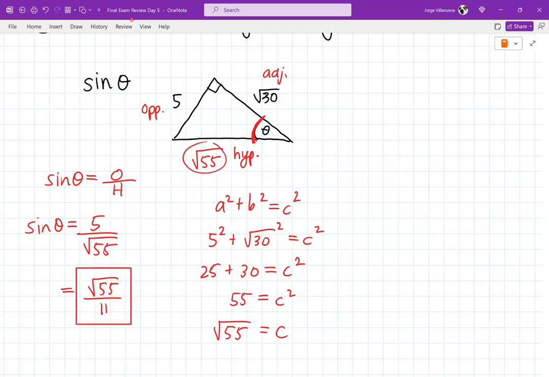Okay, again, you can just type in 5 divided by square root of 55. It will fix it for you. If it gives you a decimal, you let me know, because that means that somebody's messed around with the settings and it's not giving it to you the way it's supposed to.